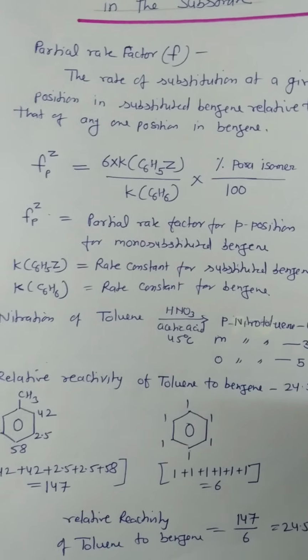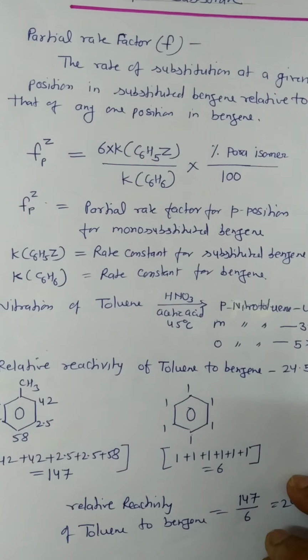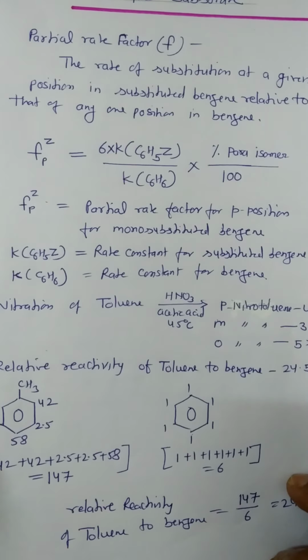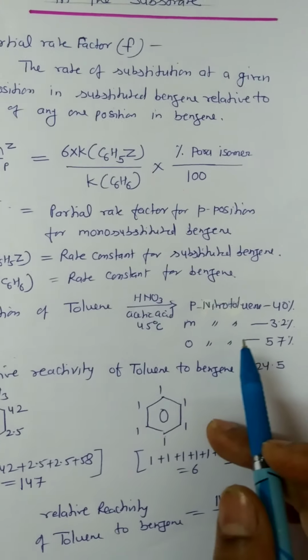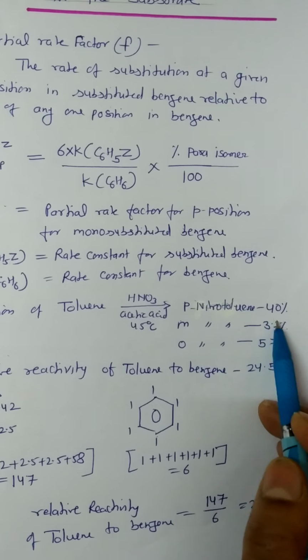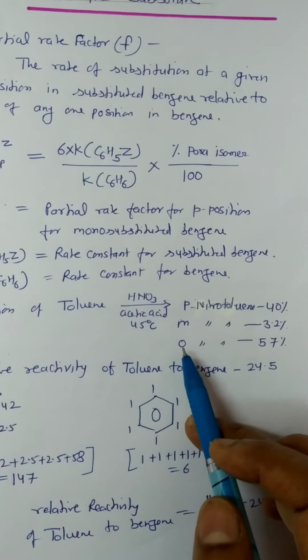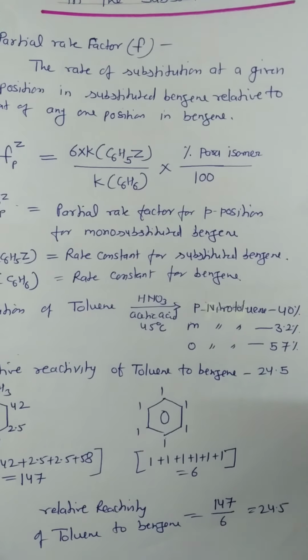Now, by taking the example of the nitration of toluene, we can calculate the partial rate factor at para position, at meta position and at ortho position. On nitration of toluene, we get para nitrotoluene 40%, meta nitrotoluene 3.2% and ortho nitrotoluene 57%.